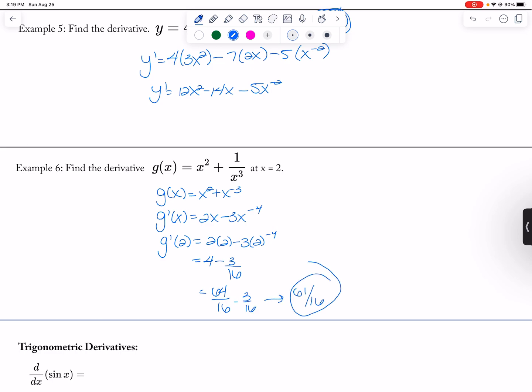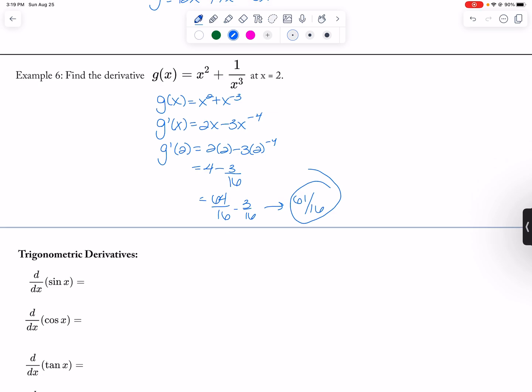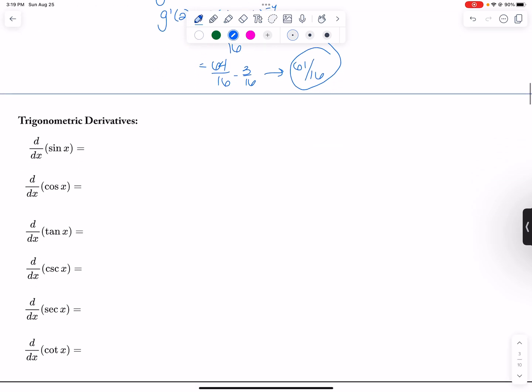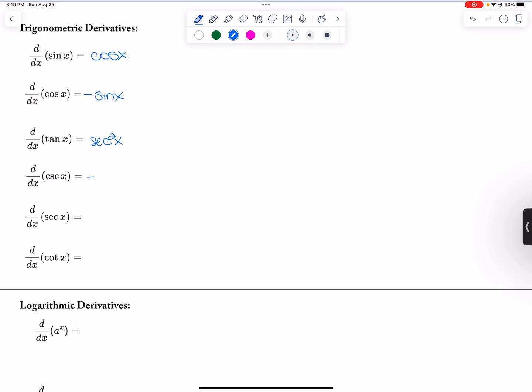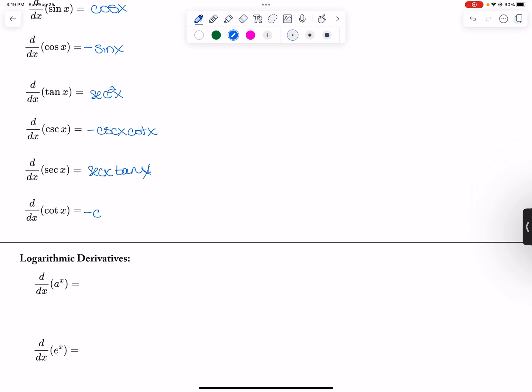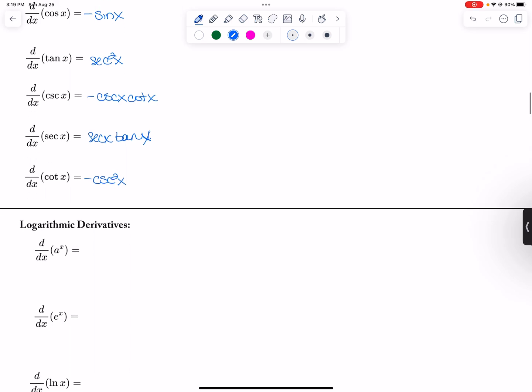All right, so now we have some trig derivatives. So the derivative of sine we did in a previous lesson, which is the limit definition, which was cosine. When we did the limit definition of cosine, we got negative sine. Tangent would be secant squared x. Cosecant of x is negative cosecant x cotangent x. Secant is secant x tangent x. And then cotangent is negative cosecant squared of x.